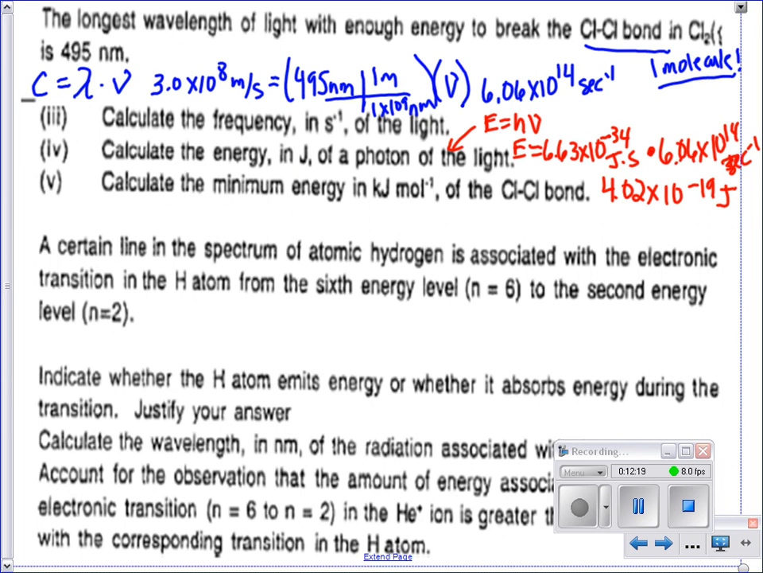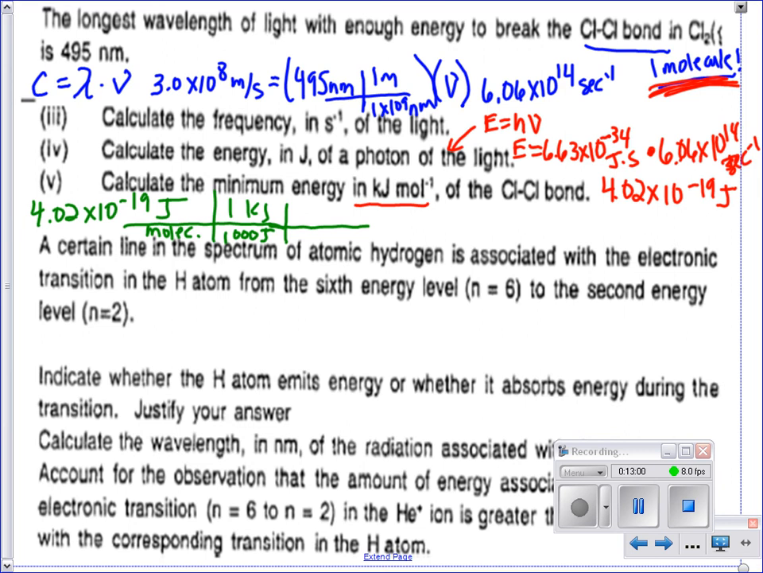The final part says, calculate the minimum energy then in kilojoules per mole. Well, that's joules, but it's joules of what? One molecule. So that's really joules per molecule. We need to convert that to kilojoules per mole. So I'm going to start out, dimensional analysis is our friend. 4.02 times 10 to the negative 19th joules per molecule. So what do you want to convert first? Joules to kilojoules. So for every 1 kilojoule, I have 1,000 joules. And then, how do I get to moles? Well, for every 1 mole on the bottom, there are 6.02 times 10 to the 23rd.